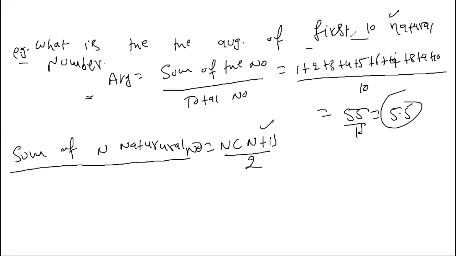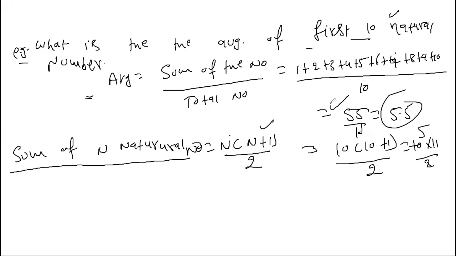If I am asking about the sum of the first 10 natural numbers, so n is equal to 10. 10 into 10 plus 1 divided by 2, that is equal to 10 into 11 divided by 2, 55. So you can easily calculate. If I asked you what is the sum of the first 100 natural numbers, what do you do? 100 into 100 plus 1 divided by 2, 5050.